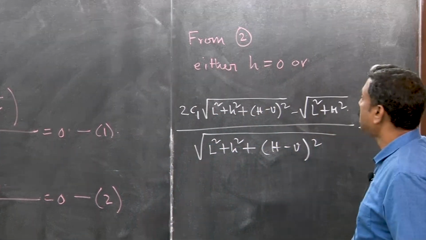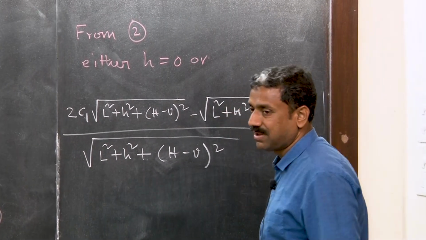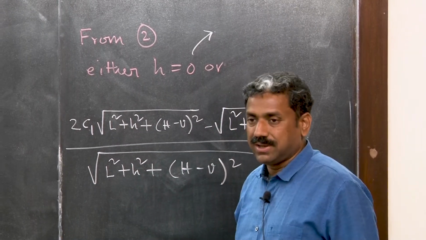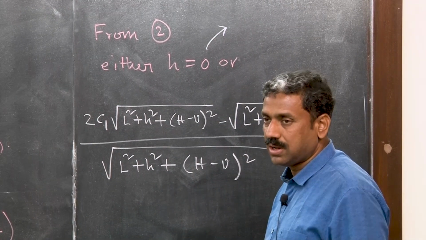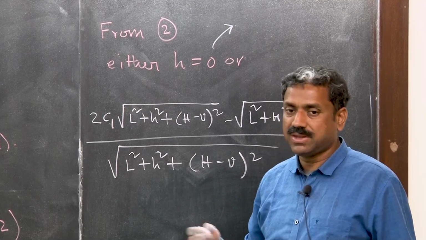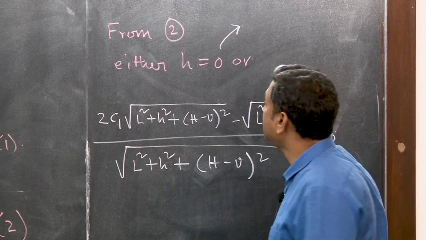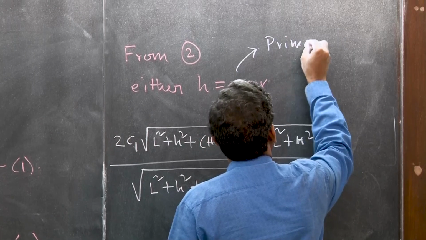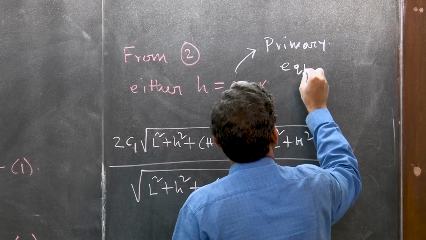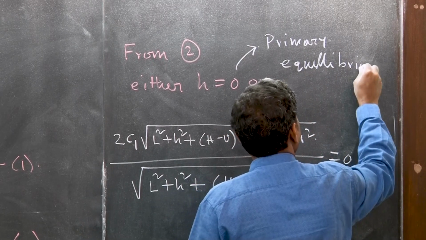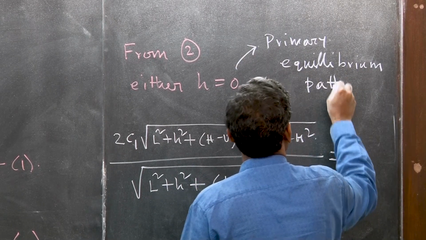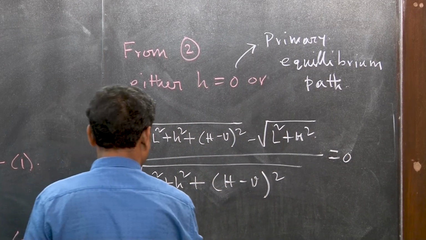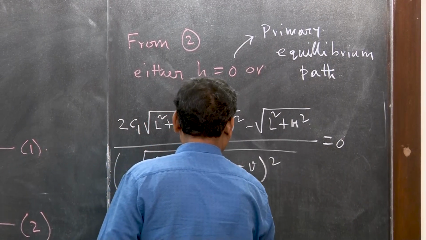Look, when H is equal to 0, that is nothing but the fundamental path. H is equal to 0 means what? That was the trivial case, that means there is no deflection configuration. So, this one is the primary equilibrium path. Primary equilibrium path is given by H is equal to 0, and the other one gives us the secondary equilibrium path.